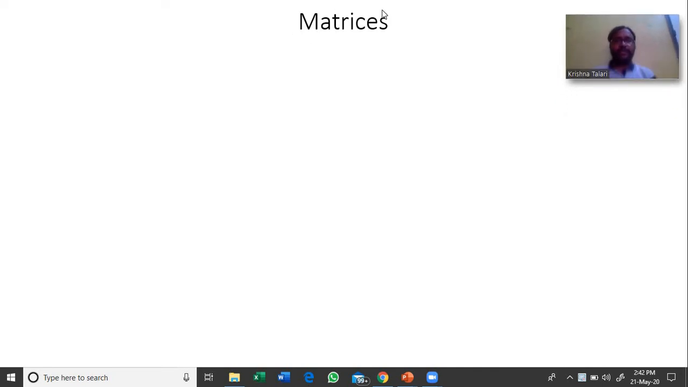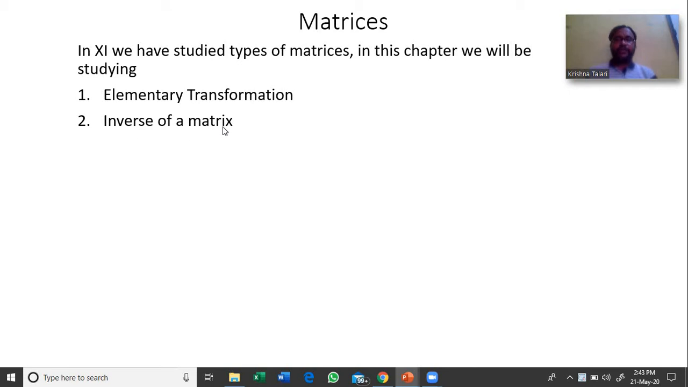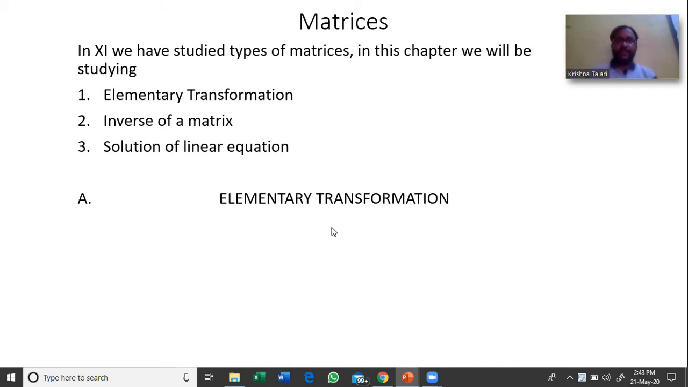Now today we'll be starting matrices. In 11th standard we had studied types of matrices. In this chapter we'll be studying elementary transformation, inverse of a matrix, solution of linear equations. Now first is what is elementary transformation.